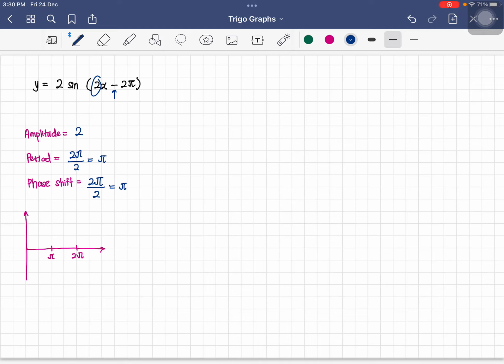So what does it mean? All right, so let's just have the idea that we have to start with y equals sine of x. So y equals sine of x should be something like this for one complete cycle within 2 pi.